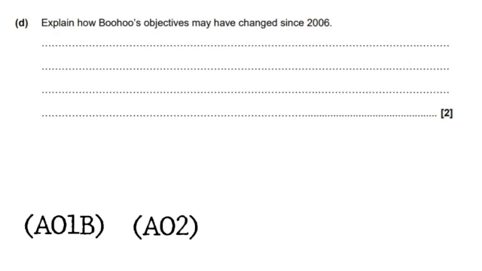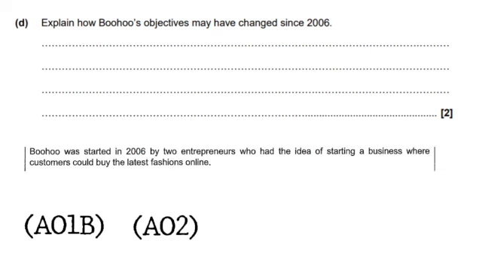So this is another question on Boohoo, and it's another explain, asking explain how Boohoo's objectives may have changed since 2006. To begin with, I need to understand, well, what happened in 2006? Well, in 2006 it was started by 2 entrepreneurs who had the idea of starting a business where customers could buy the latest fashions online. So straight away I'm thinking, in 2006 it was brand new, so they're probably trying to raise awareness and trying to build the brand up.